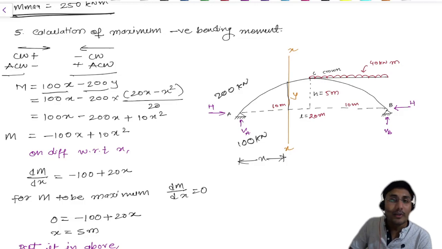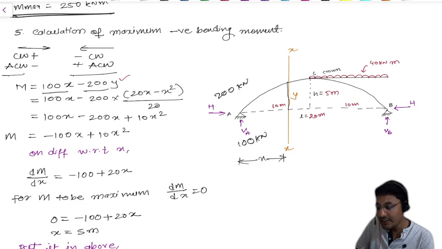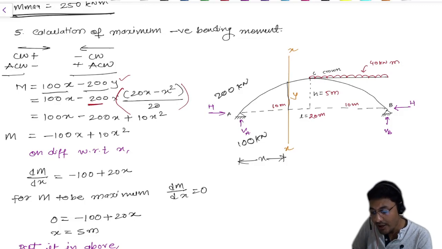Now we all know that the equation of y is already available with us. Let's put this equation here. I have just put this equation here, and you need to multiply this 200 with this bracket. When you multiply this, you get the equation 100x minus 200 into x plus 10x square. Got it?